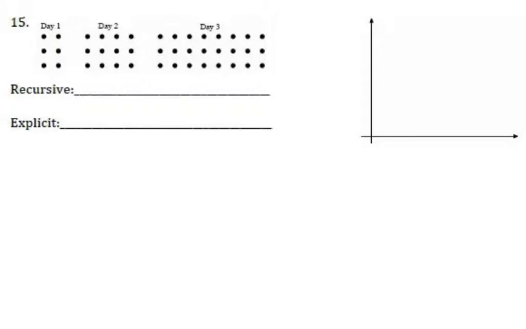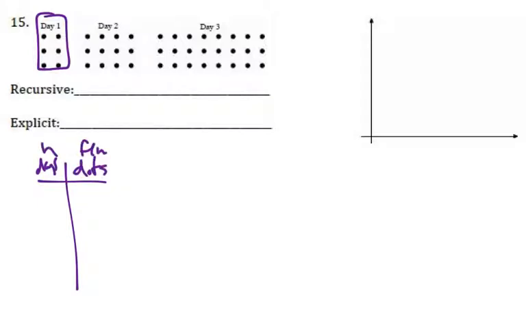This time we're given dots. Okay, so at day 1 we had 6, so make a table. So we've got days here, and we've got dots. So n and f of n. So day 1 we had 6. Day 2 we had 12. Day 3 we had 24. Okay, so pretty easy to tell. What are we doing? We're doubling it each time.